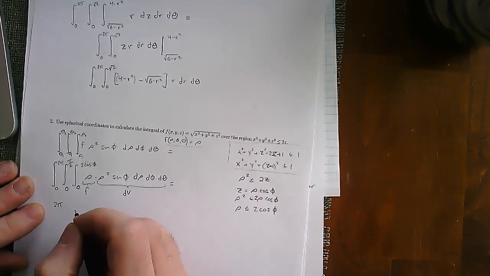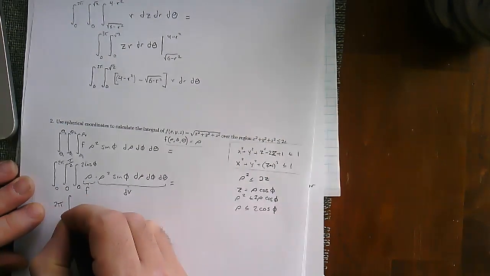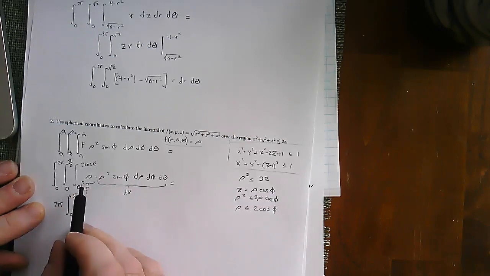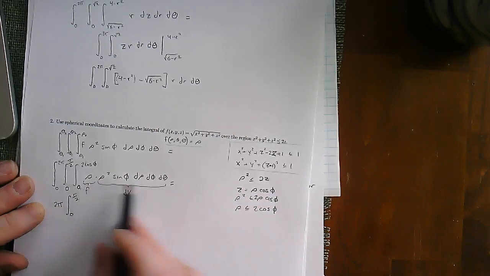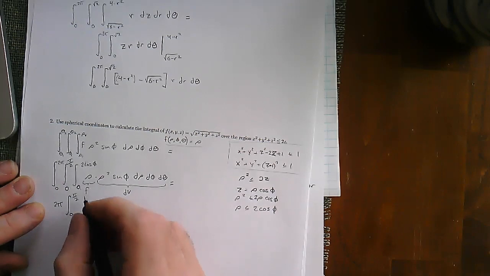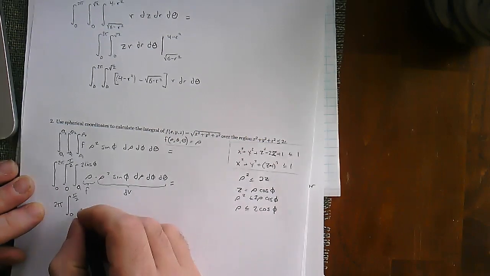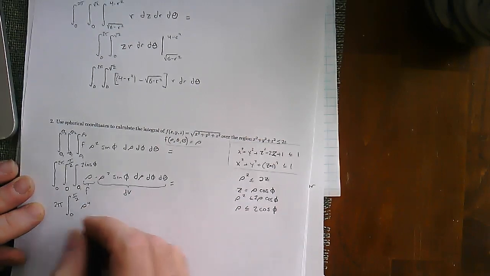I'm going to wait to integrate phi. Phi is going from 0 to pi over 2. And I'm going to take that antiderivative for rho right here. So we have rho cubed times sine phi. And so that would be then rho to the 4th power times 1/4.